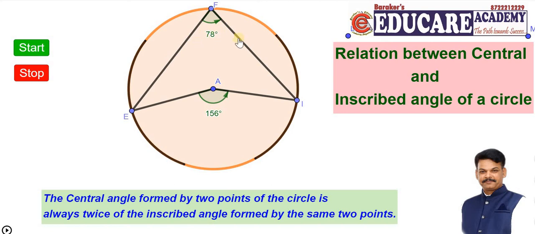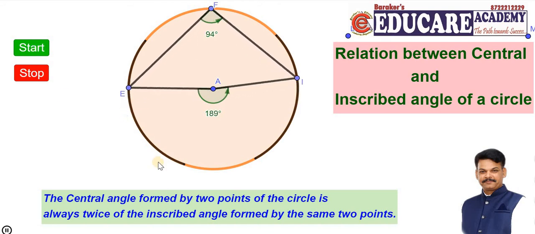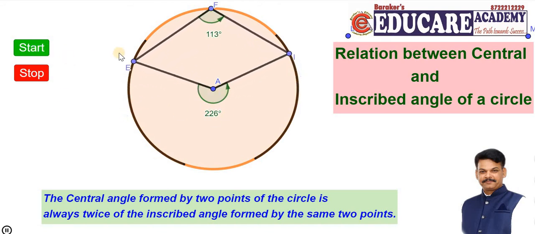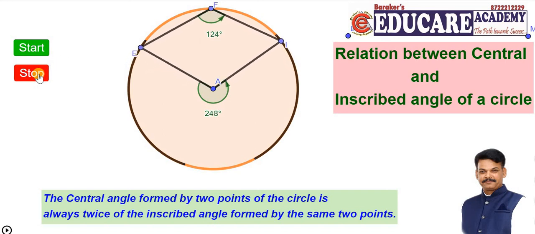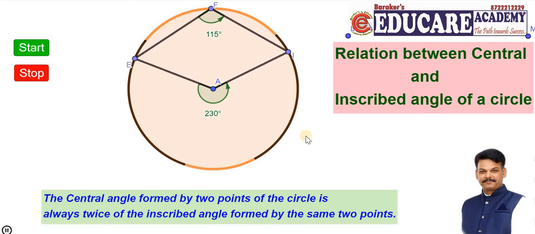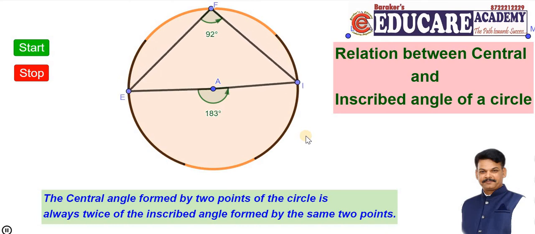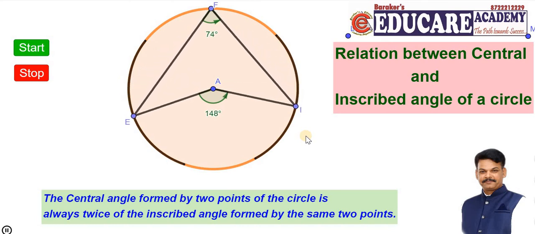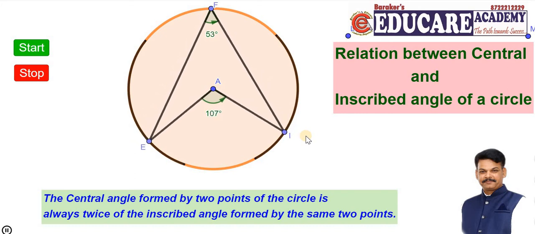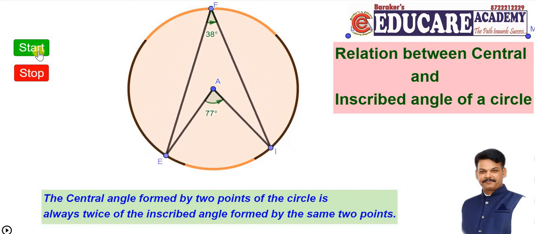See, the inscribed angle is 78 degrees, whereas the central angle is twice of that, 156 degrees, right? If you do it, then see and observe continuously that these angles are always related, see here, the inscribed angle is 124 degrees and the central angle is 248 degrees. Okay, so with the help of this beautiful animation of GeoGebra, we can understand the relationship between the central angle and the inscribed angle formed in a circle with the help of two common points.